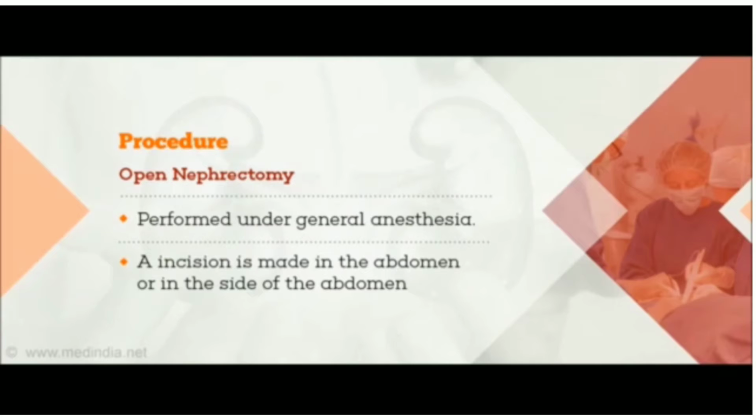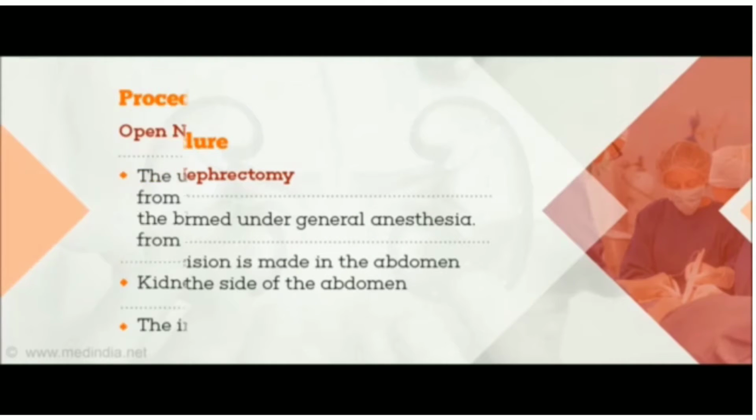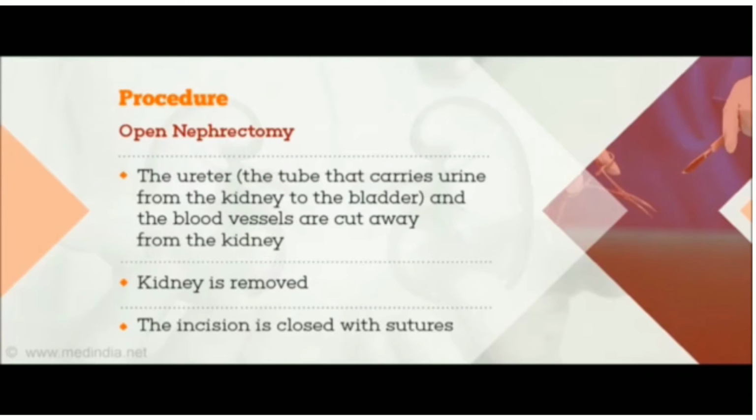An incision is made in the abdomen or in the side of the abdomen. The ureter, that is the tube that carries urine from the kidney to the bladder, and the blood vessels are cut away from the kidney. Later, the kidney is removed and then the incision is closed with sutures.